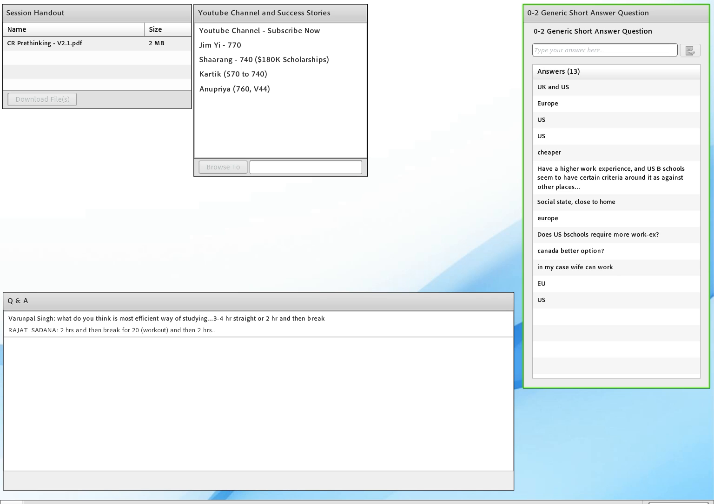Do US schools require more work ex? No, I mean it's between 3 and 8 to 9 years or so. Europe adds slightly more, so it starts more around 4. And Europeans in general are older candidates who go to European B schools. So yes, they'll take in a few more older candidates. But even in US B schools, you have folks who are 47, 48 years old doing their MBA. So it's not that US B schools don't take in older candidates.